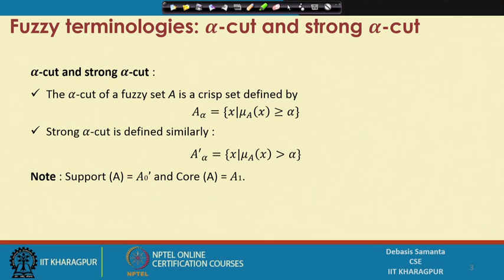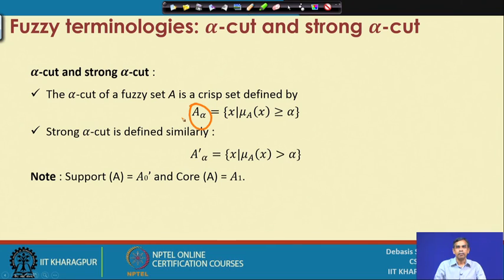The alpha cut of a fuzzy set is denoted as A suffix alpha. The alpha cut is basically the crisp set of elements x such that the membership value of the element is greater than or equal to alpha, where alpha is a predefined value, a value between 0 and 1, both inclusive. So, for example, A 0.5, if I say it like this, that means it is basically the set of all crossover points that belong to the set A.